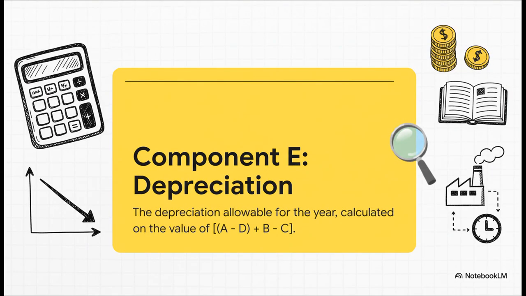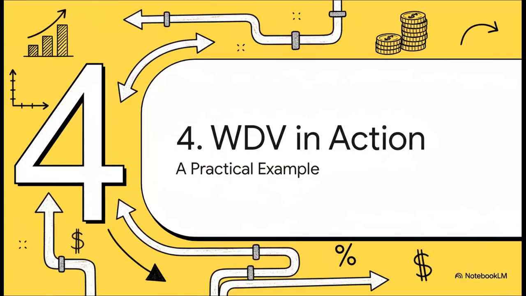And finally, we get to E, which is the actual depreciation amount you can claim. So how do you get there? First, you find the block's value before depreciation. You take your opening balance A, subtract any slump sale D, add your new purchases B, and then subtract your regular sales C. You apply the depreciation rate to that number to get E. Your closing WDV is simply that pre-depreciation value minus E. All right, theory is one thing, but let's see how this actually works with some real numbers.